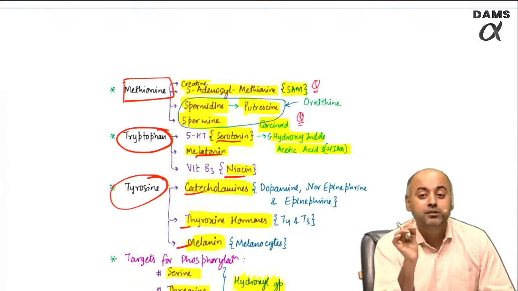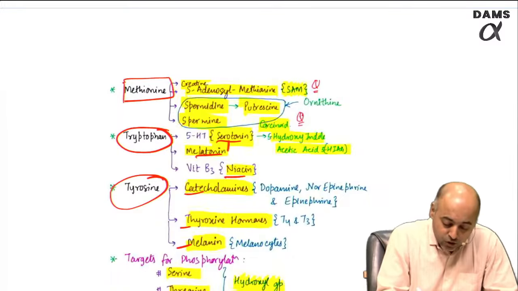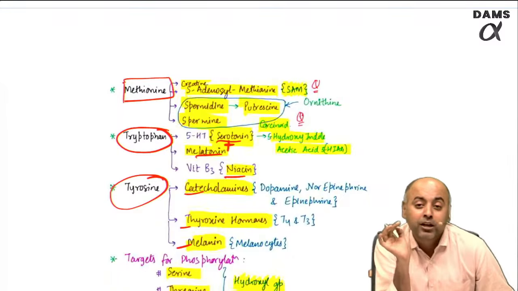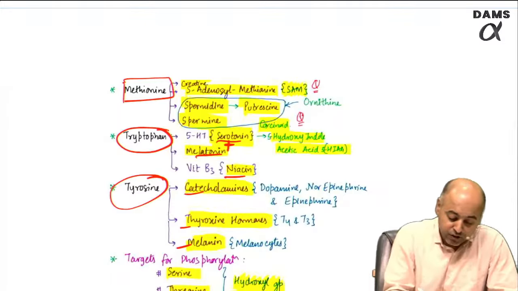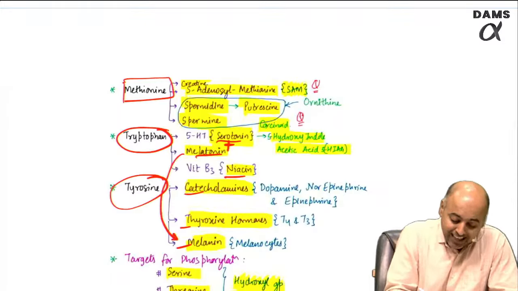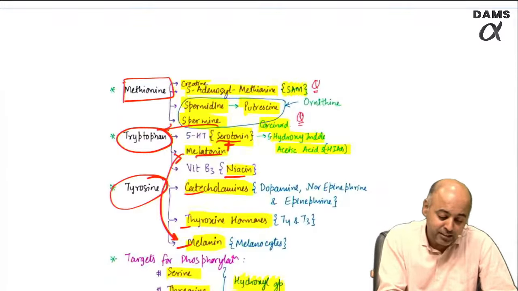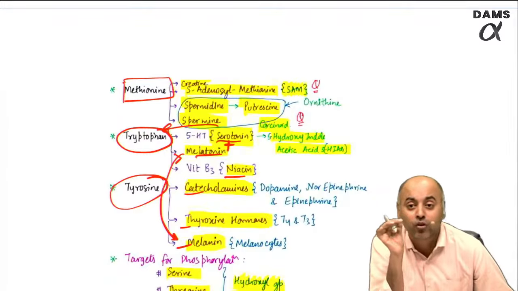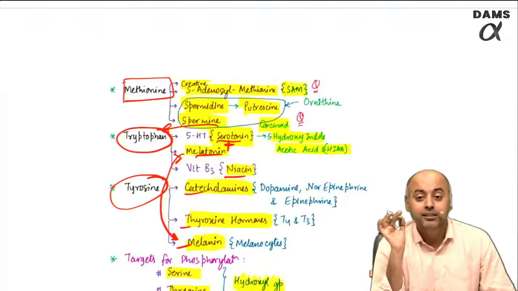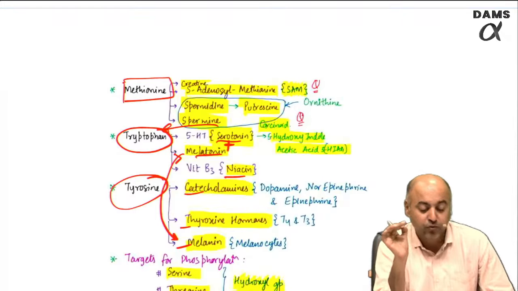Here please create the rhyme serotonin plus melatonin, because frequently we get confused between melatonin and melanin. So if you remember serotonin, melatonin together, then you will remember that it is coming from tryptophan and there will be no scope for confusion. Remember, serotonin, melatonin both from tryptophan.